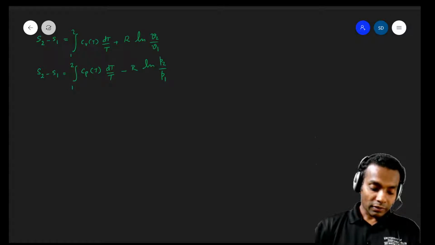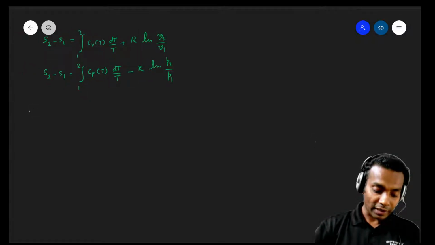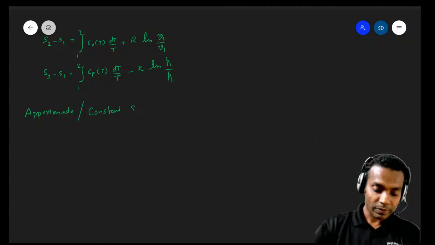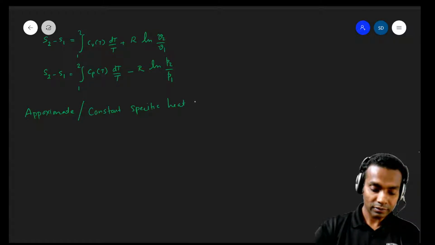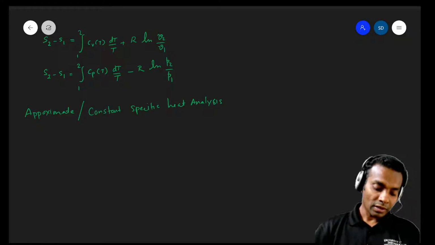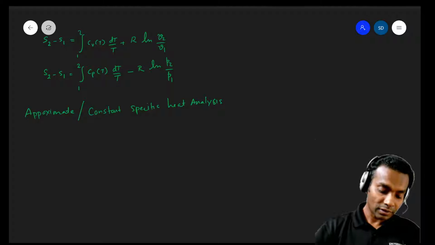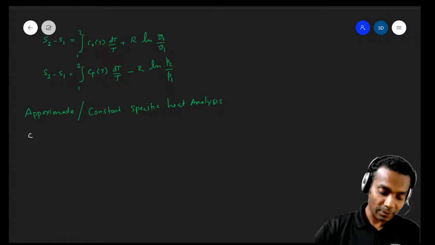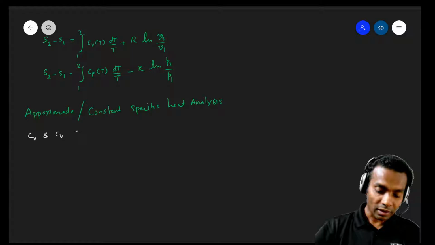Now, when we go to the approximate analysis, or we can say the constant specific heat analysis, in these two cases we can assume Cp and Cv are constants.